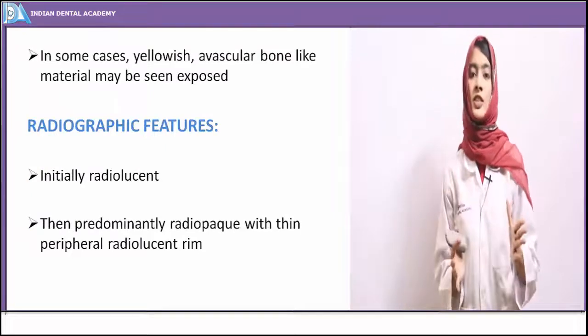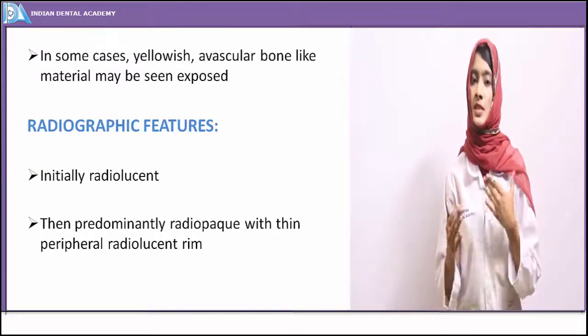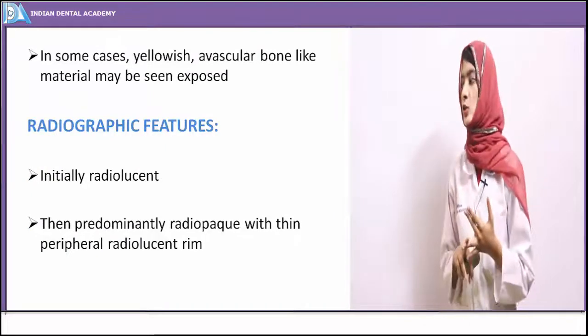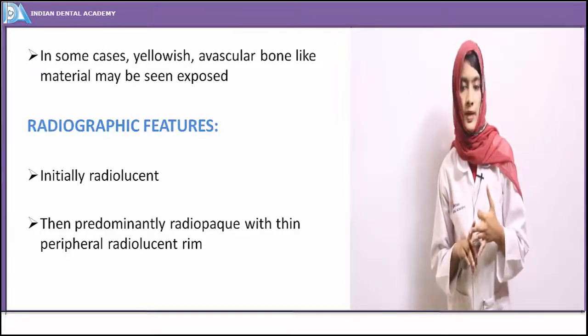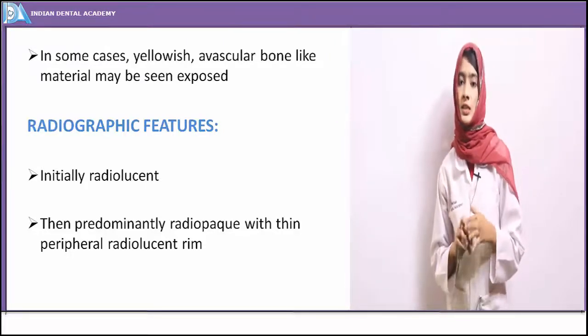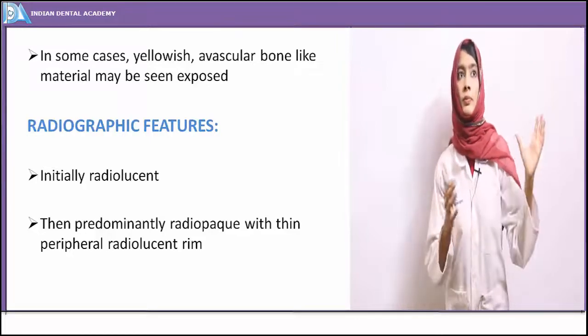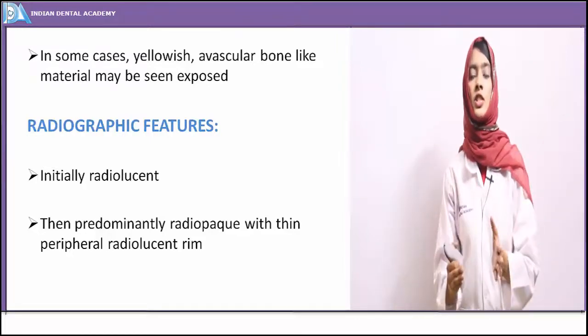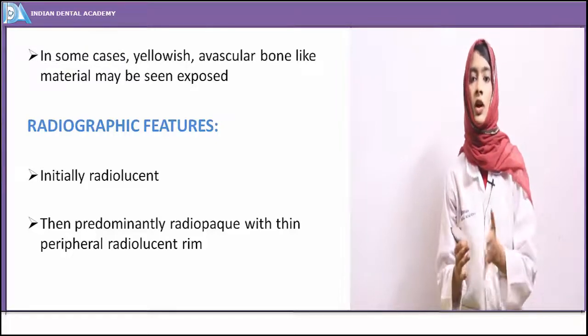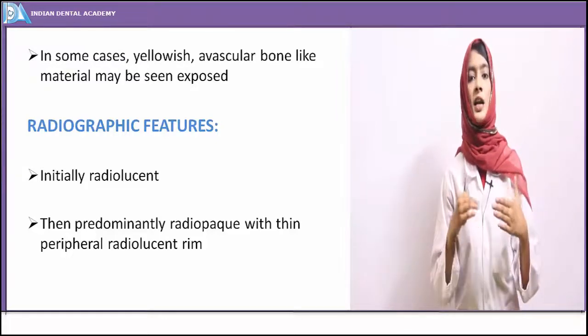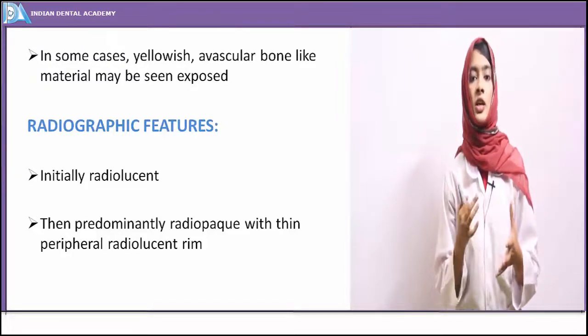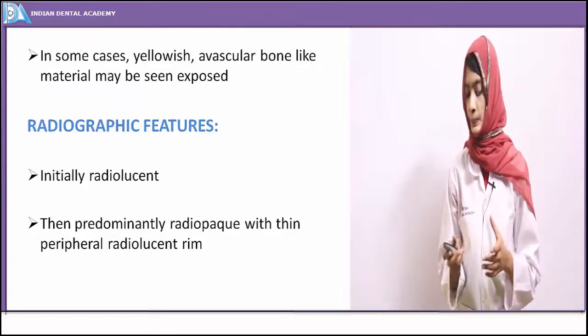So the radiographic features of all the cemento-osseous dysplasias are the same, that is initially radiolucent, then it becomes a mixed lesion, then finally it is radiopaque with a thin radiolucent rim. So among the cemento-osseous dysplasias, periapical, focal and florid forms, the florid forms are more destructive to the bone and teeth.